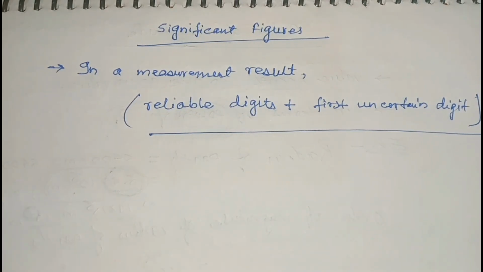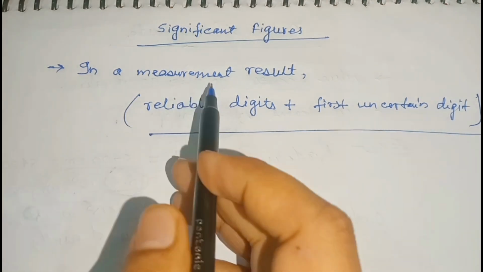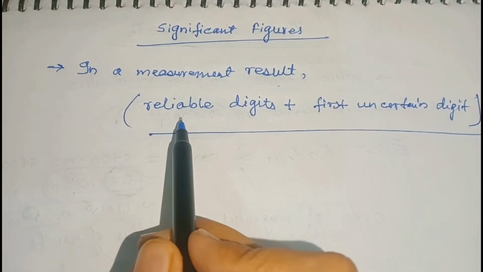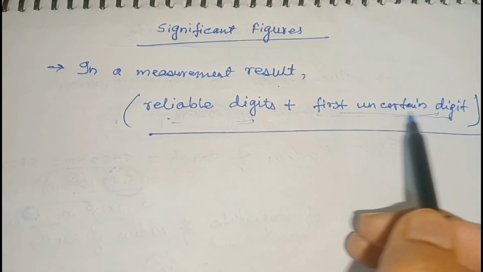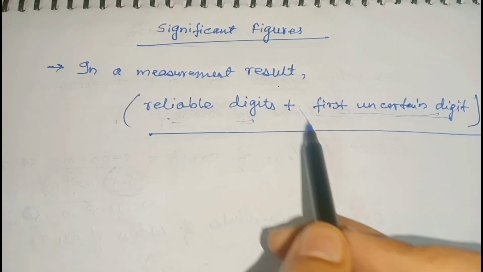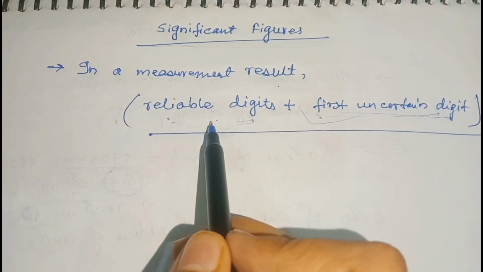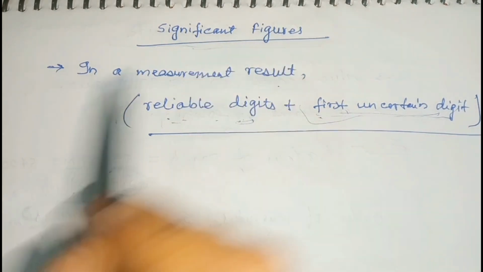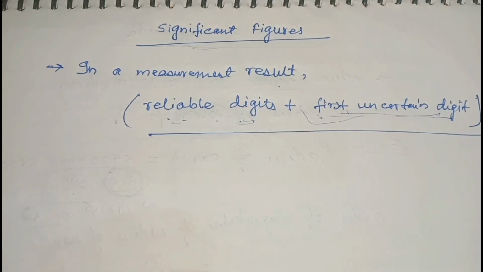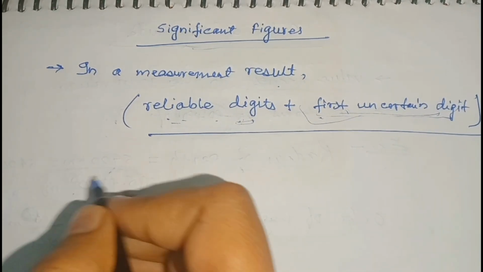So you can say that the digits that are known reliably plus the first uncertain digit are known as significant digits or significant figures. In a measurement result, there are many reliable digits and many uncertain digits. The first of the uncertain digits is added to the reliable digits, and the total is the significant figures. This is the definition. Let's see one example.